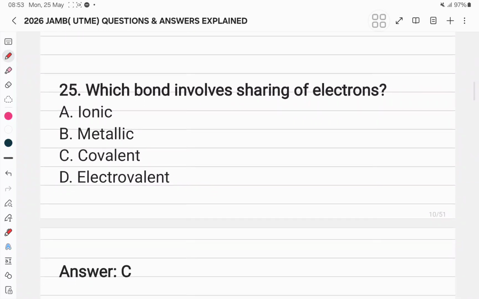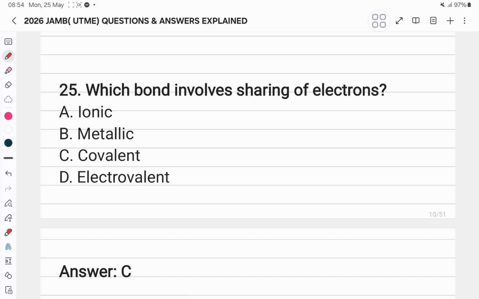Question number 25. Which bond involves sharing of electrons? The correct answer is C, covalent bonding. Let me expatiate more on these chemical bonds. We have 4 major chemical bonds in chemistry. We have ionic bonds, also known as electrovalent bonds. We have covalent bonds. We have coordinate covalent, also known as dative bonds. And we have metallic bonds.